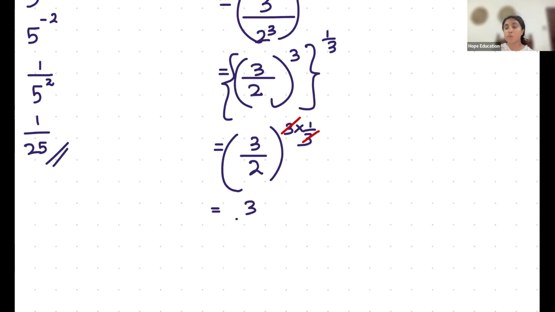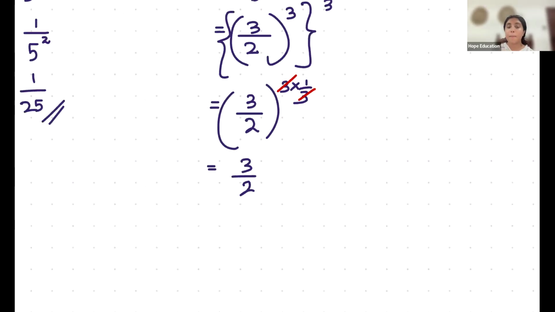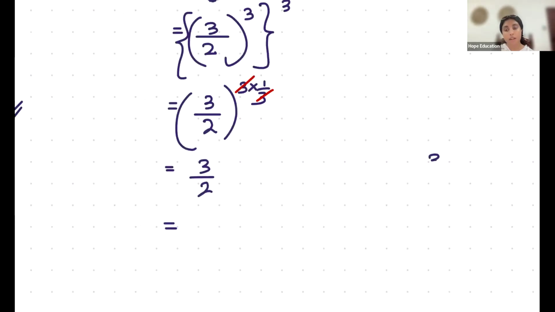And you know 3/2 is 3 divided by 2. This is an improper fraction. Improper fraction to mixed number, 3 divided by 2. 2 times 1 is 2, 1 remaining. So 1 and 1/2. Or 3 divided by 2 is 1.5, you can also write it as a decimal.